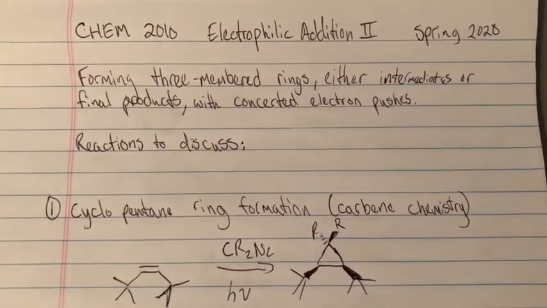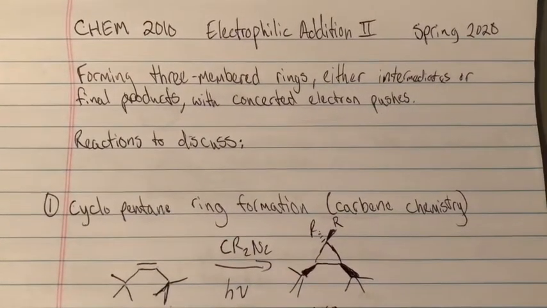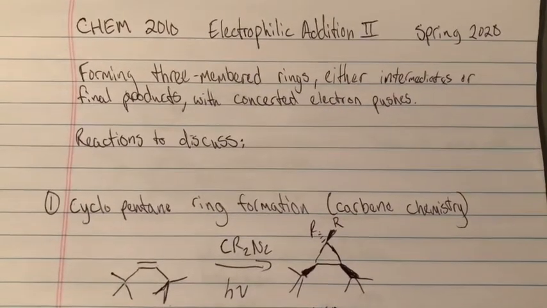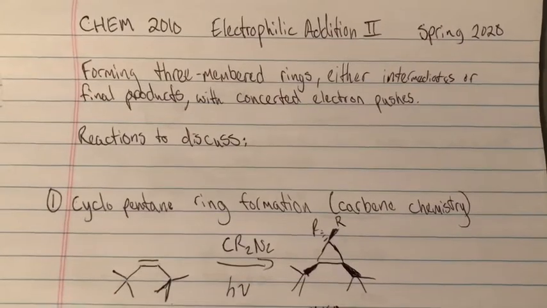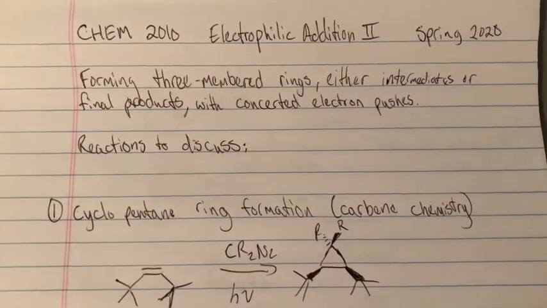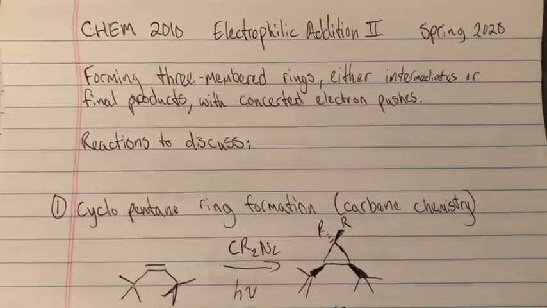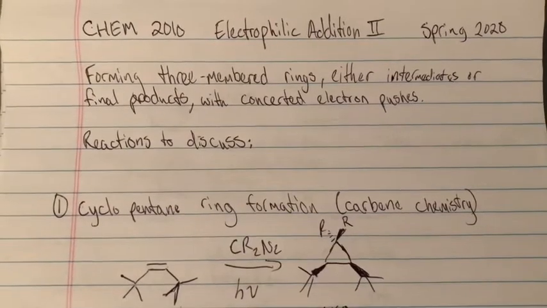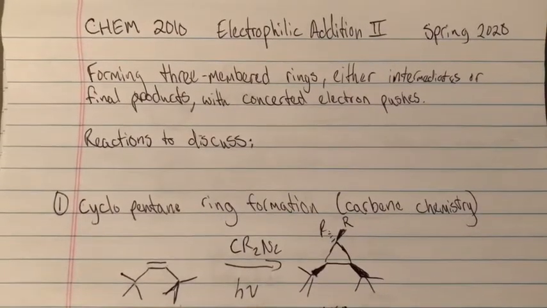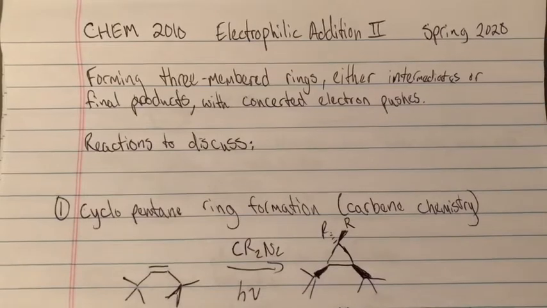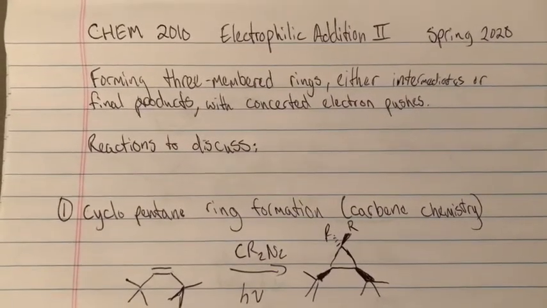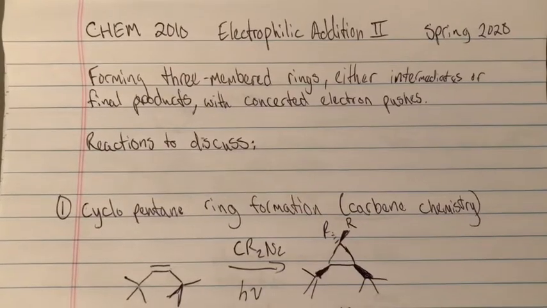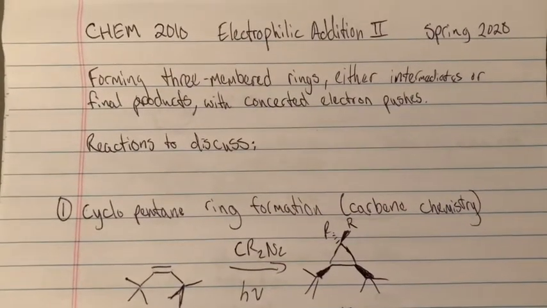Good day, everyone. Moving on into electrophilic addition part 2. As stated before, we're looking to form three-membered rings, either existing as intermediates or existing as final products, with concerted electron pushes. So there are going to be a total of 8 different types of reactions to discuss today.